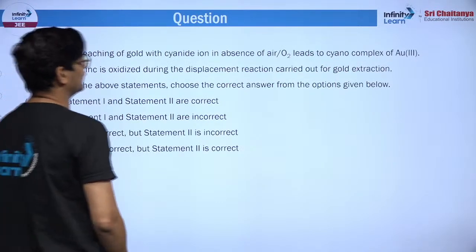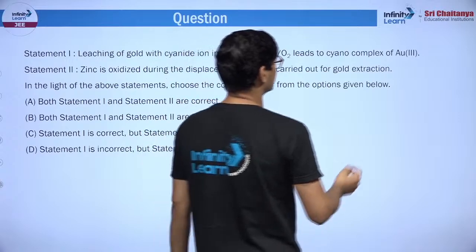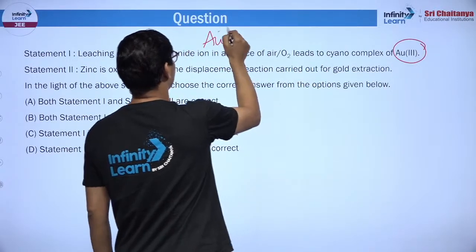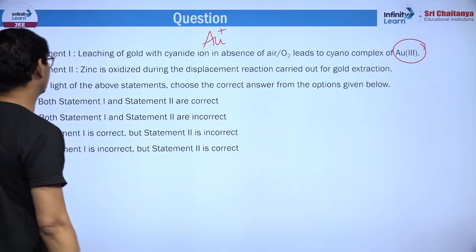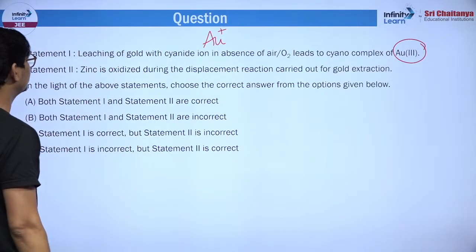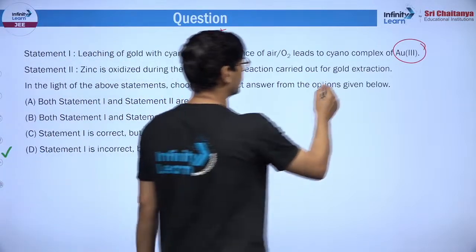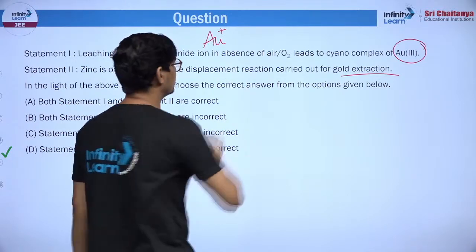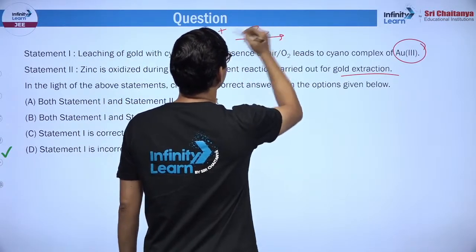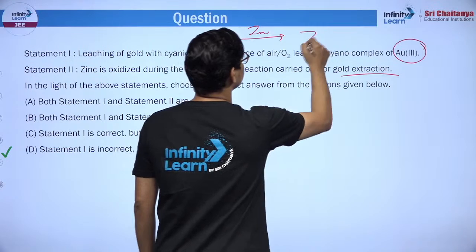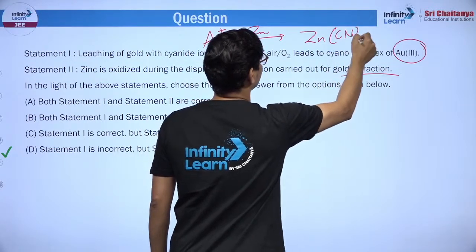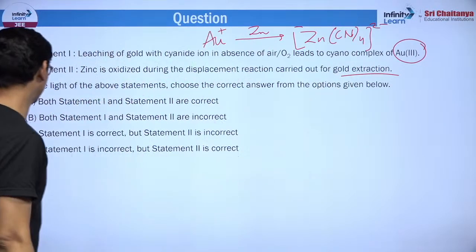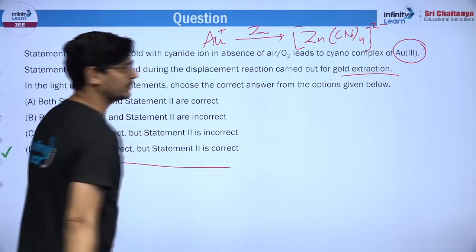Leaching of gold with cyanide ion in the absence of air leads to the formation of complex of gold 3. No, it leads to the formation of complex of gold 1. ठीक है, zinc is oxidized during the displacement reaction carried out for the gold extraction. Yes. ठीक है, ये गोल्ड ऑक्सीडाइज हो जाएगा, सोल्यूशन में चला जाएगा लीचिंग में. अब हम इसमें जिंक डाल देंगे. जिंक हमारा यहाँ पे क्या है? रिड्यूसिंग एजेंट. जिंक कन्वर्ट हो जाएगा हमारा इसमें, और जो गोल्ड है वो रिड्यूस हो जाएगा. तो स्टेटमेंट 1 इनकरेक्ट है, बट स्टेटमेंट 2 कैसा है?